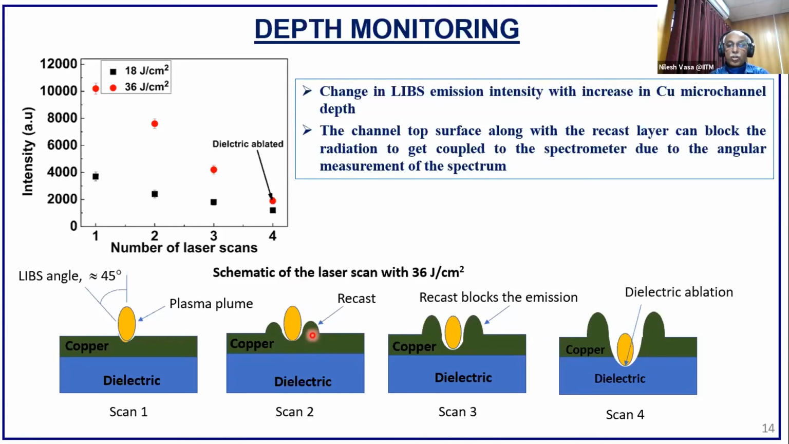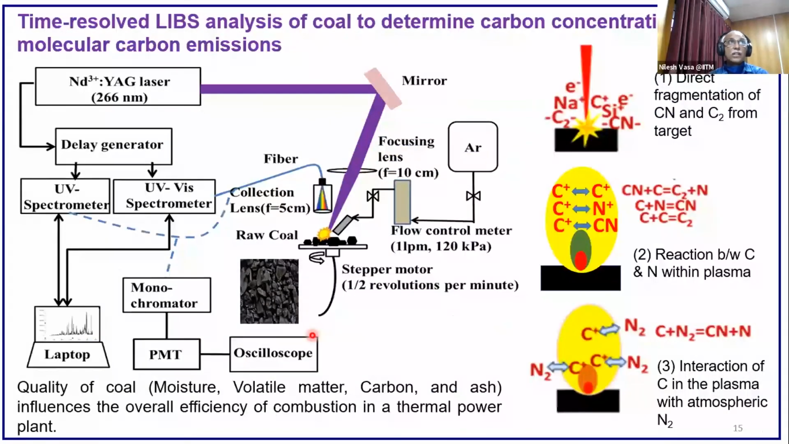So we are trying to extend the approach of laser scribing towards achieving only the copper material removal, and LIBS was used in order to understand or characterize the depth we are achieving. This is the last part of my presentation.